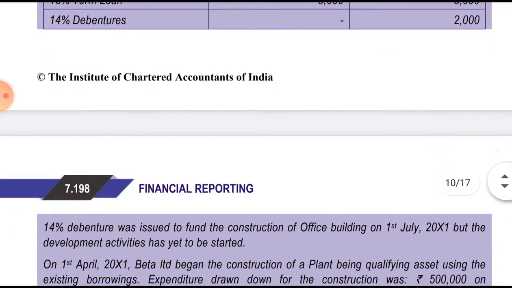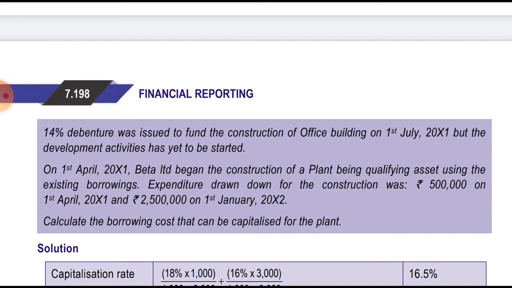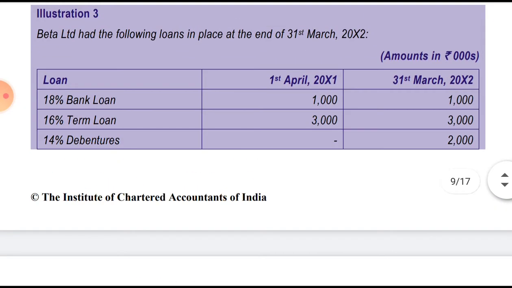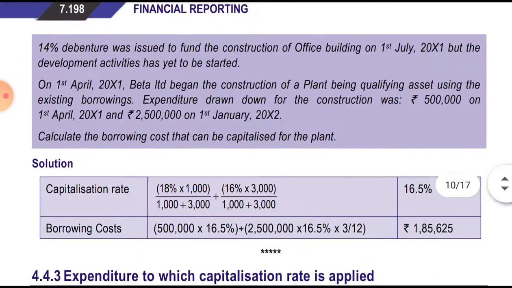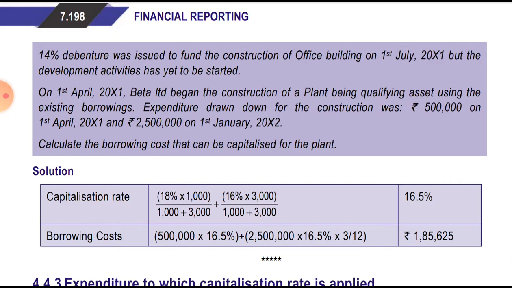But on the last paragraph of the question, on 1st April Beta Limited began construction of the plant, being a qualifying asset, using the existing borrowing, the one which was existing. So which was the existing borrowing? Bank loan 1000 and term loan 3000. The total expenditure incurred was 5 lakh rupees on 1st April, that is at the beginning itself, and 25 lakh rupees on 1st January. So that expense has been incurred 3 months before the close of the financial statement.